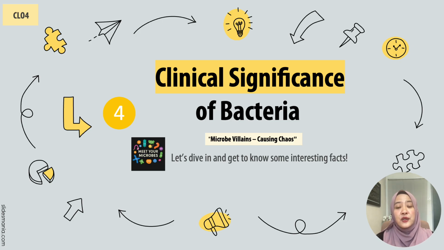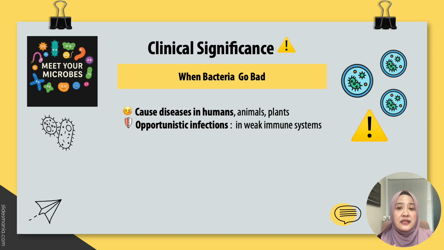about them as well. So now let's dive into the clinical significance when bacteria go bad. So bacteria that causes infections or diseases are known as pathogenic bacteria. And pathogenic bacteria cause infections in humans, animals, and also in plants. And some, although initially they do not cause harm, when your immune system is weakened, when it's hampered, or when it's impaired, can cause opportunistic infections. And these are what we call opportunistic pathogens.